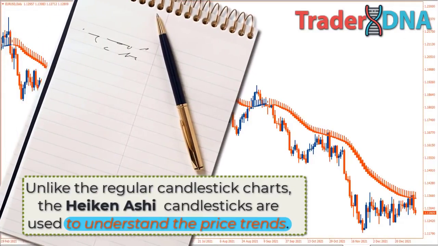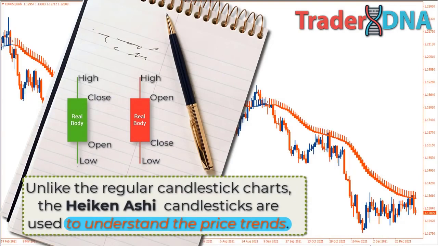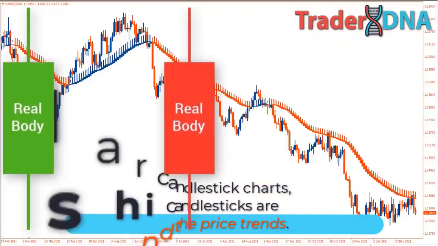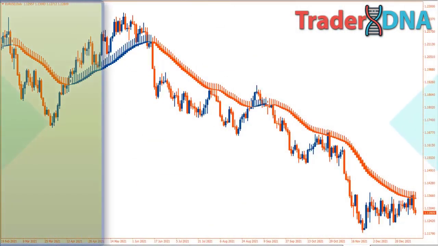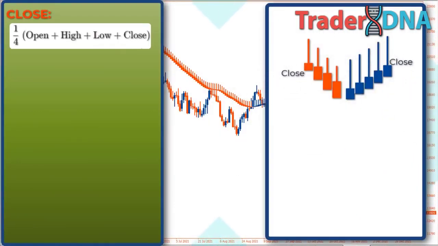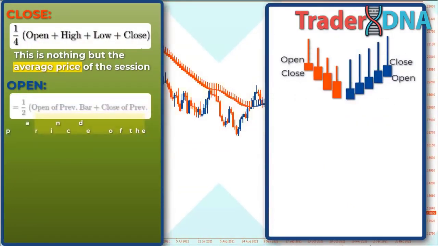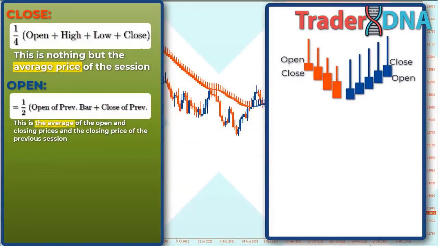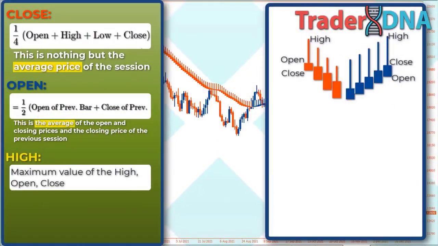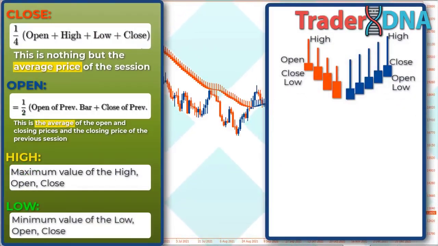Unlike the regular candlestick chart which shows the open, high, low and close of the price during a session, the Heiken Ashi chart takes a different view. The open, high, low and close on the Heiken Ashi chart is calculated as follows. Close: this is nothing but the average price of the session. Open: this is the average of the open and closing prices and the closing price of the previous session. High: maximum value of the high, open, and close. Low: minimum value of the low, open, and close.